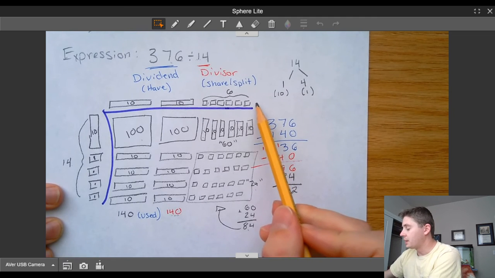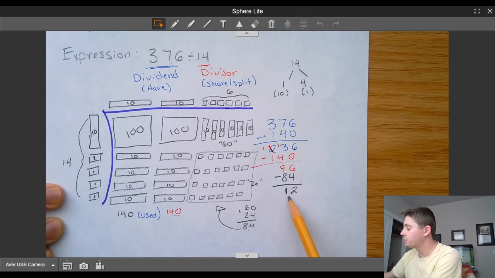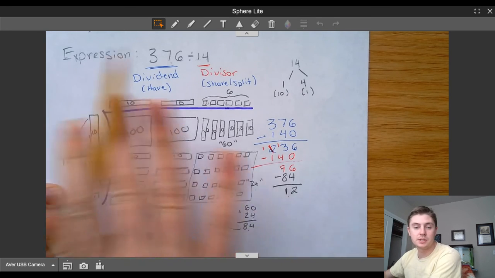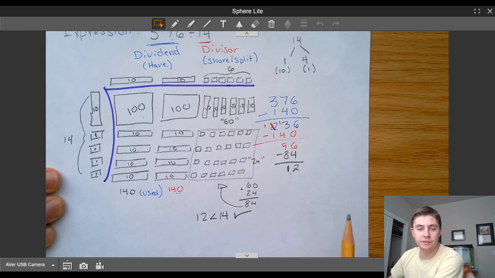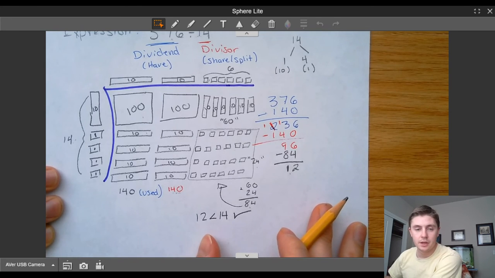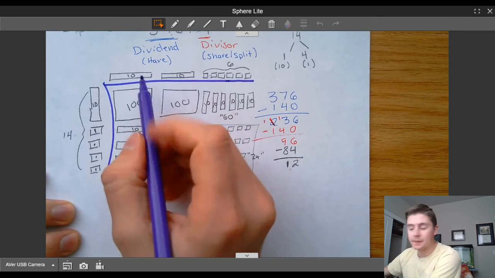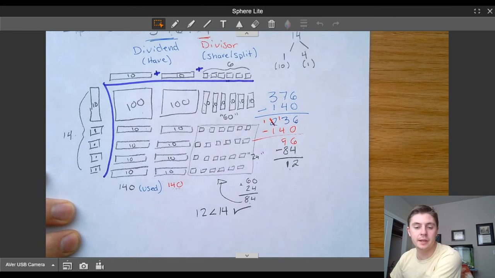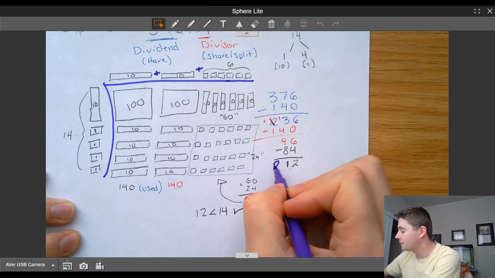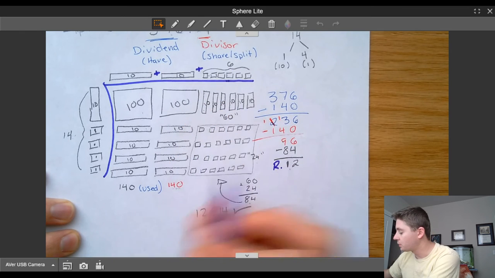If I think another group goes in, I check my math. If 12 is less than 14, I am done. In this case, 12 is less than 14, so I am good. I actually have enough information to get my answer. How I get my answer is I take everything on the quotient up top. 10 plus 10 plus 6 will give me my final answer, and then I have to make sure I don't forget about my leftovers. So 10 plus 10 is 20, plus 6 is 26.